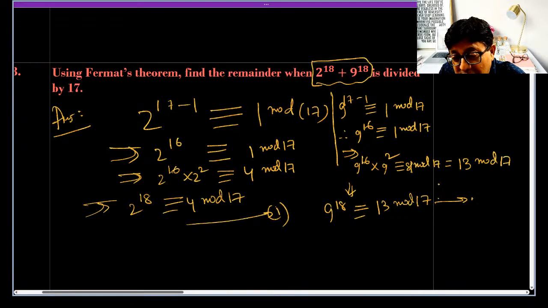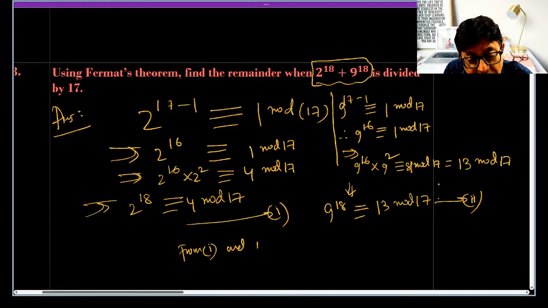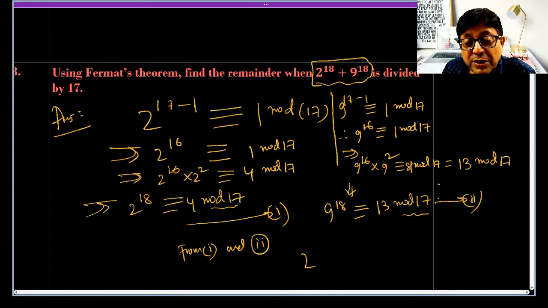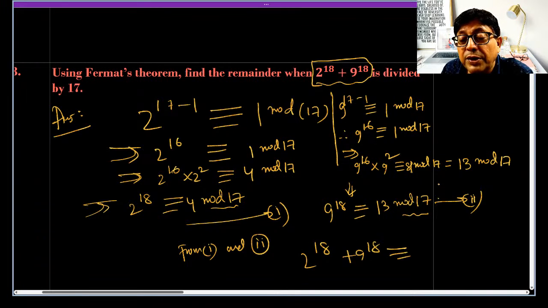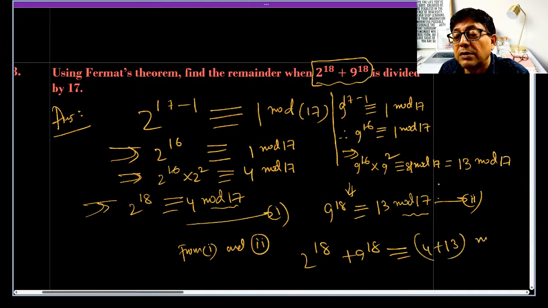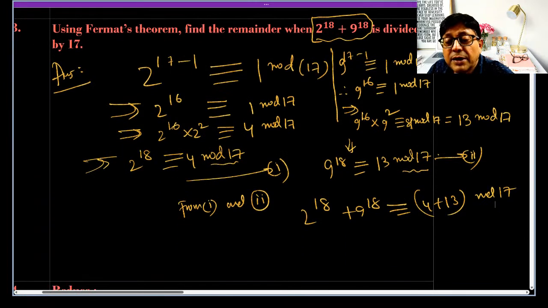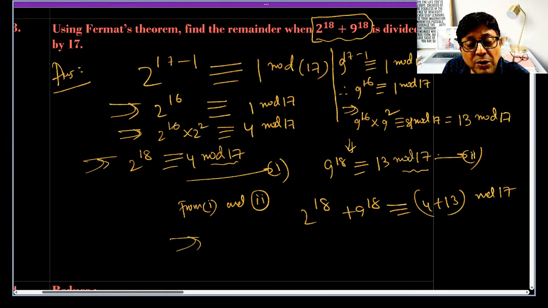Number 1 and this is number 2. So from 1 and 2, if you add two congruences, under what condition can you add? I told you last class, they must have the same modulus. So you write 2 to the power 18 plus 9 to the power 18 congruent with 4 plus 13 mod 17. 17 mod 17 is what? What have you got then?